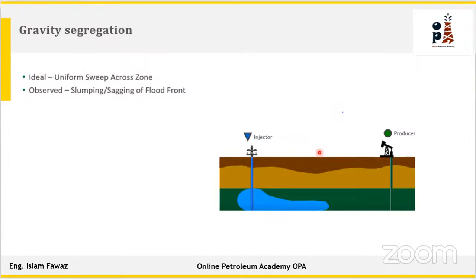Also, for gravity segregation here, once we inject, ideally the sweep should be uniform, but the water is slumping because the high permeability is at the bottom. So once you inject, with gravity the water will slump down, and the water will break through at the bottom, which is a very favorable situation here. So you can keep this point in mind when you are putting together a perforation strategy for your reservoir.